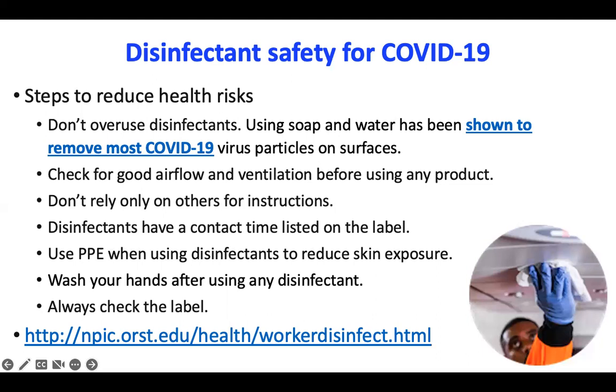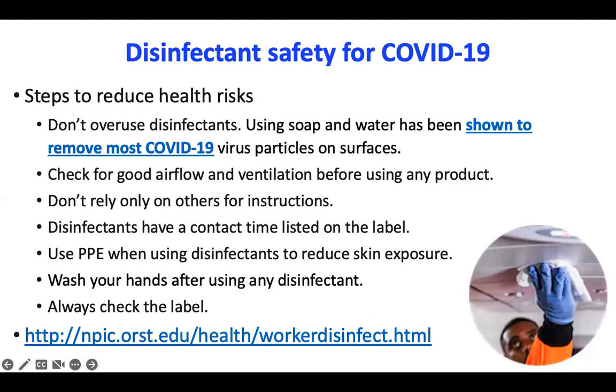Check the label, and also wash your hands. It's really important, hand washing your hands after you're using any disinfectant, any products, because they are pesticides. If you don't wash your hands, you may have residues on your hands that could potentially make you sick. So also check for good airflow and ventilation before using any products. Make sure if you mix the products or apply them, make sure you have a good ventilation system so that you don't inhale all those chemicals into you.